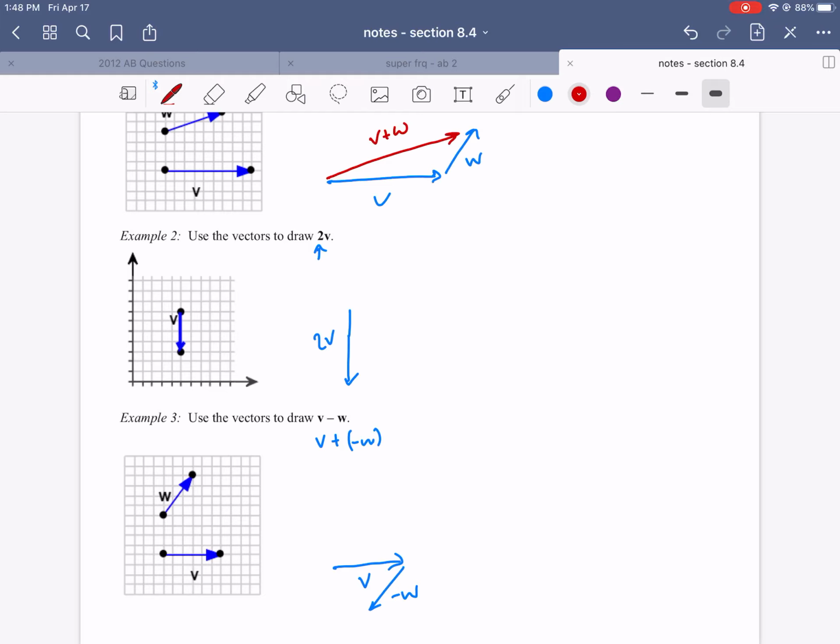And then again, just like before on example 1, the resultant vector, or the answer, if you want to think about it like that, will start at the initial point of v and point to the terminal side of negative w. So this is my v minus w vector right here.